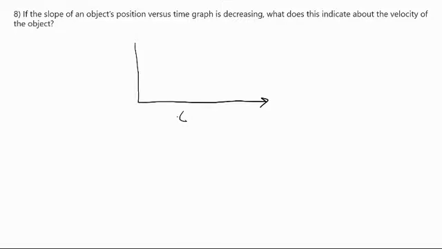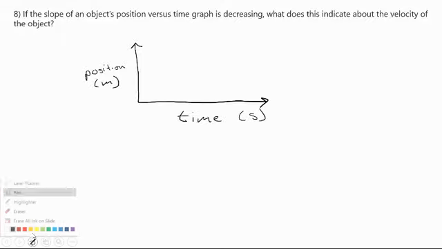So my x-axis is time. We usually measure that in seconds. And my y-axis is actually position, and we measure that in meters. So it says that the slope is decreasing. So I've got a graph, and it's going like this.